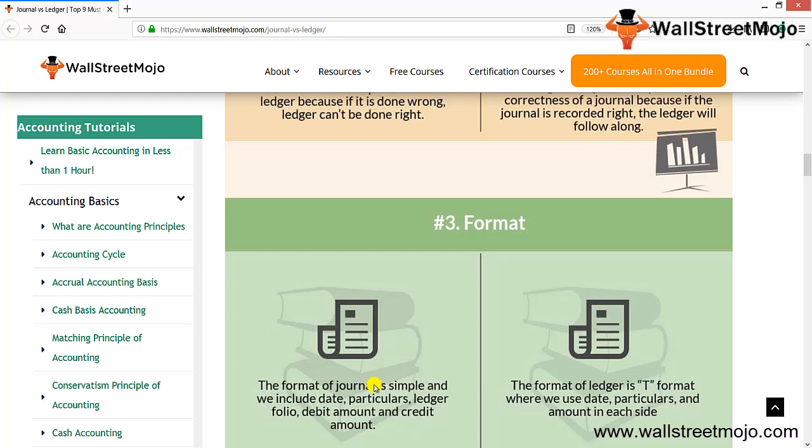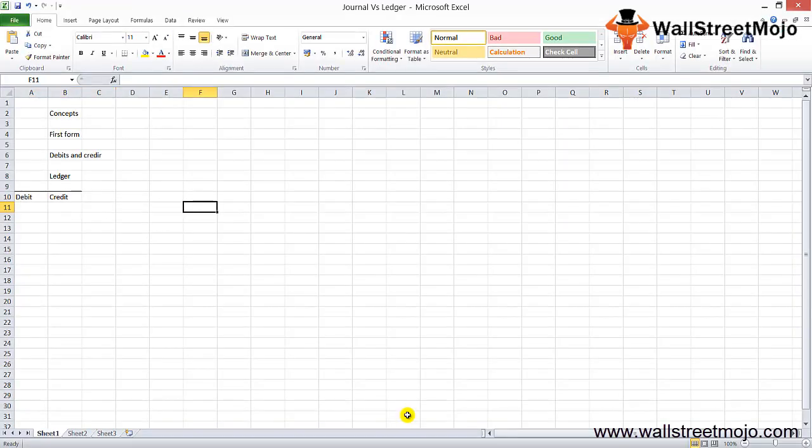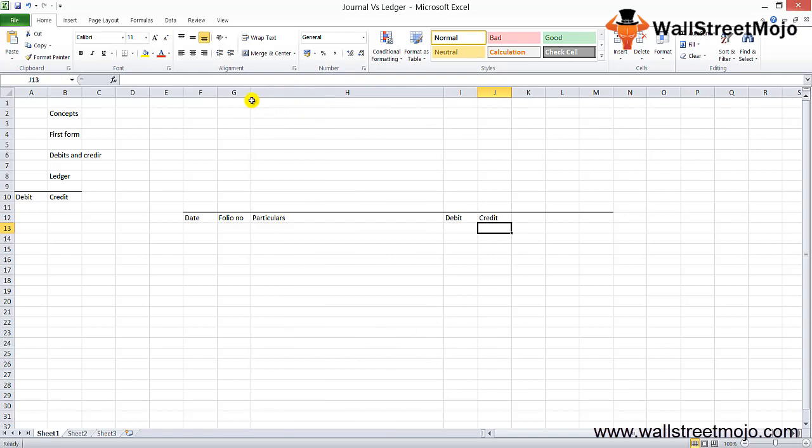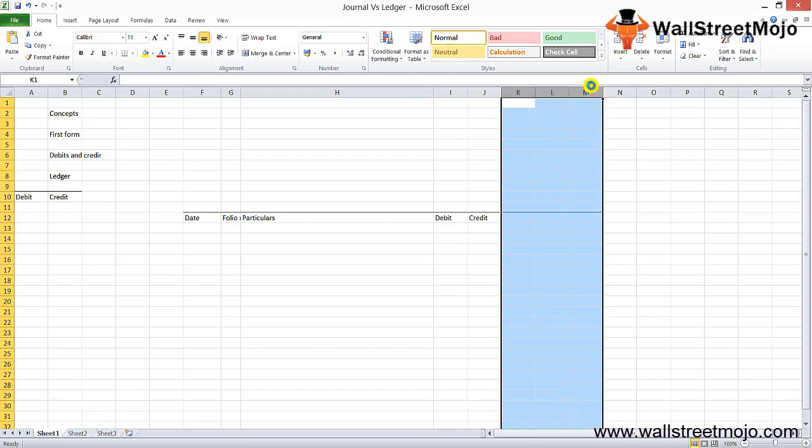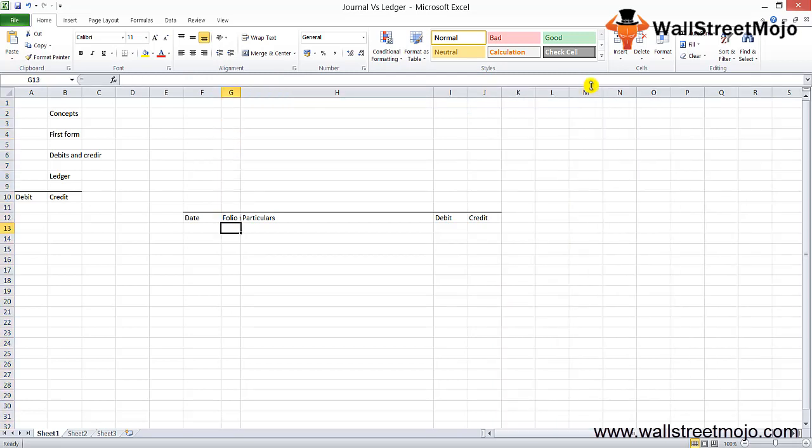Now, the format of the journal is simple. What we include is the date, particulars, ledger folio, debit amount, and credit amount. It looks something like this. Let's say this is your journal entry, and you start over here. So it's going to be the date, then there'll be a folio number over here, then you'll have the particulars, and over here the debit items, and beside that there will be credit items. So this will be a bigger column, this will be a smaller column, the folio number, the date column is there, and the debit and the credit entry. So this is how the journal entries are recorded.